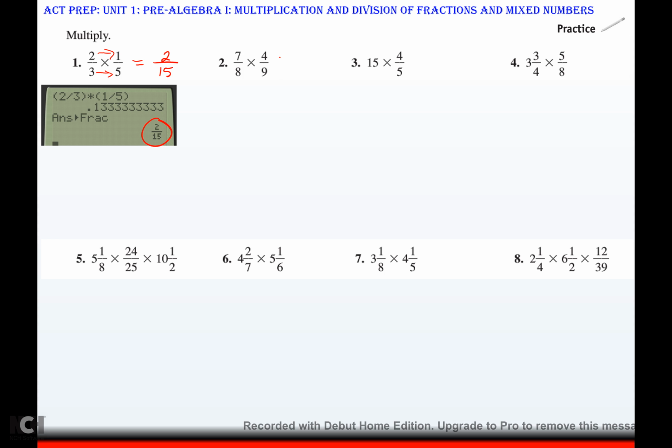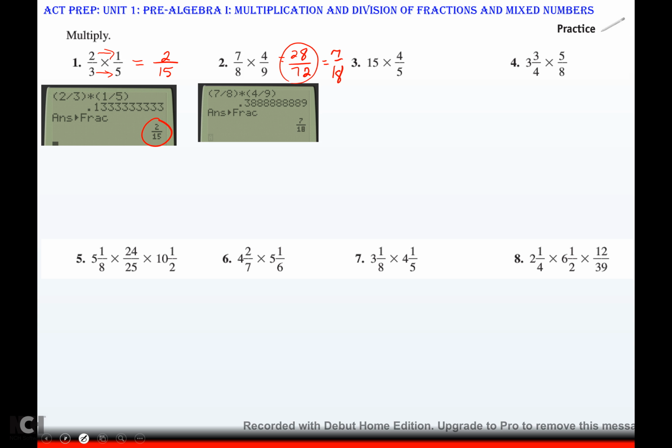Okay, again, same thing here. 7 times 4 is 28. 8 times 9 is 72, but then you have to reduce, whereas if you do it on the calculator to begin with, you type it in and you hit math enter, and it gives you the simplest form of that. I can divide both of these by 4, which reduces it down to 7/18.